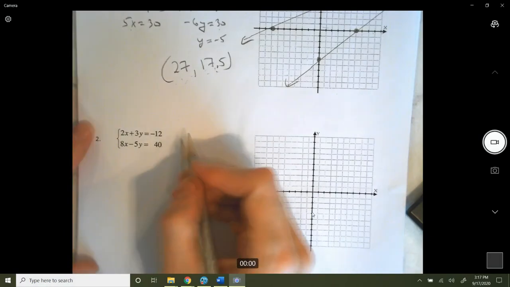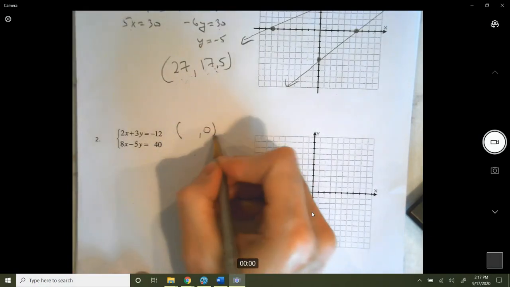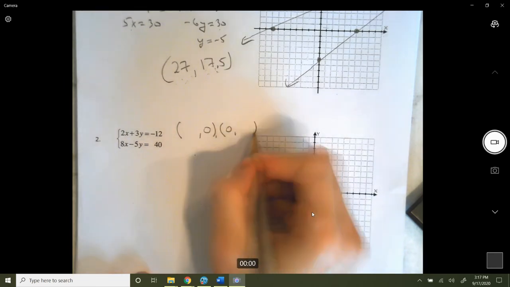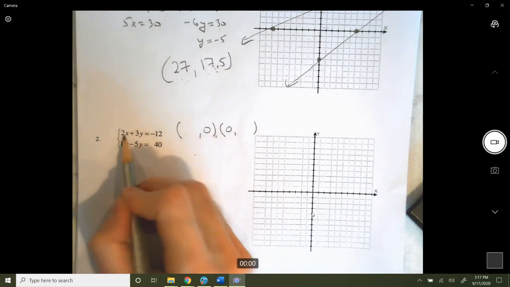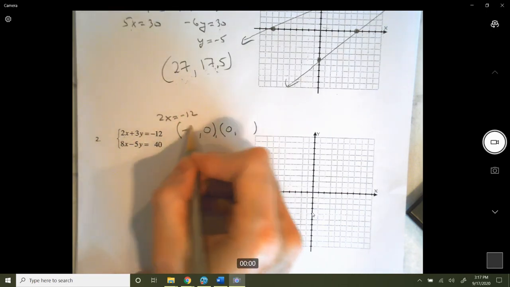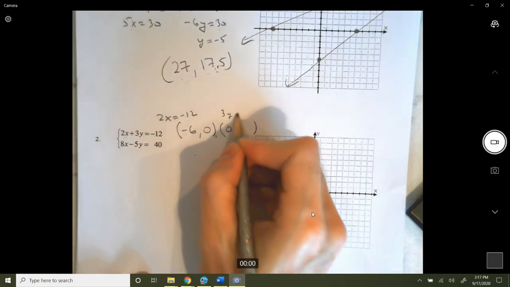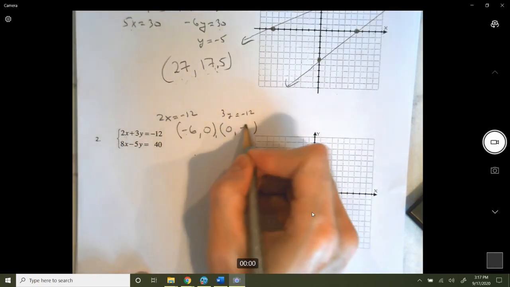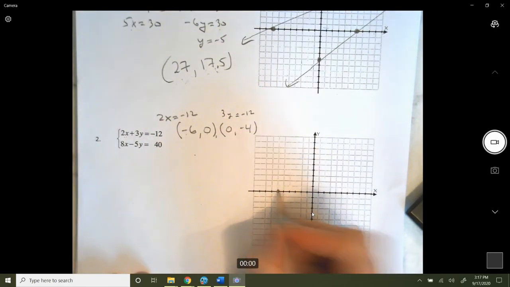We're going to graph these the same way. Something comma 0 for your x-intercept and 0 comma something for your y-intercept. So when y is 0, we have 2x equals negative 12. So x would be negative 6. When x is 0, I've got 3y equals negative 12. So y would equal negative 4. Negative 6, 0, and 0, negative 4.